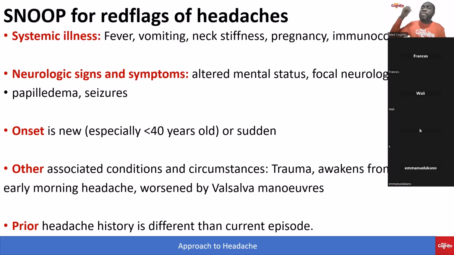Good. What about focal neurologic signs? The same thing we talked about. Intracranial space occupying lesion, stroke, all those things. What about papilledema? Hypertension. Severe hypertension. Okay, what about headache plus seizure?